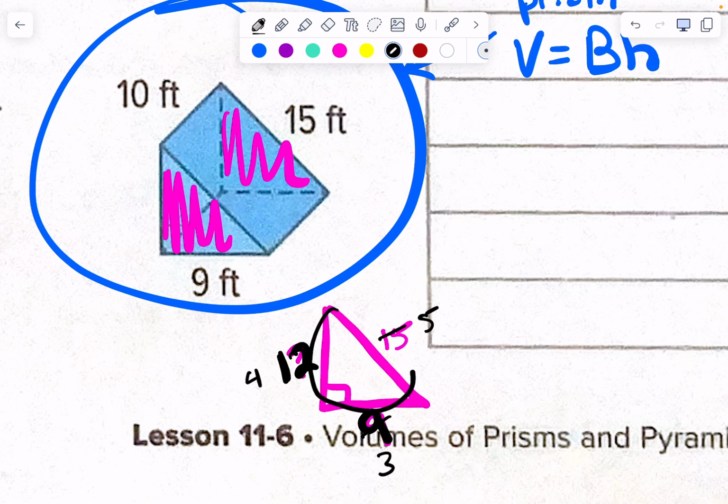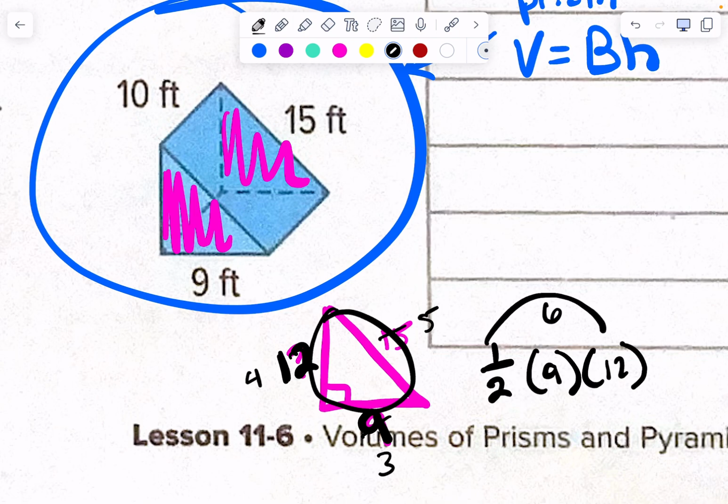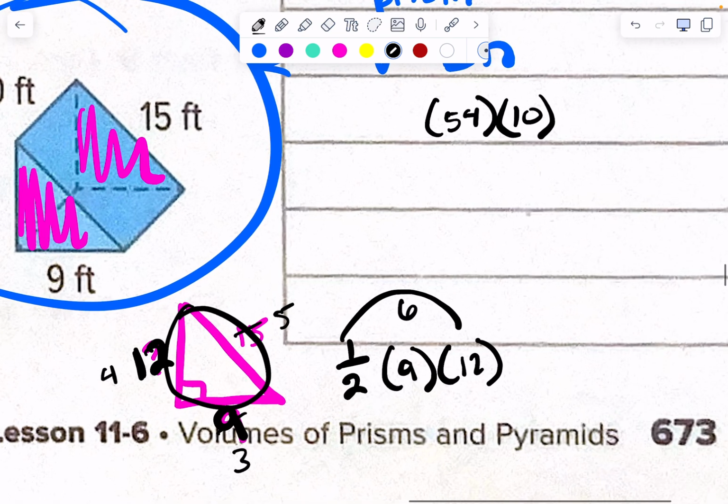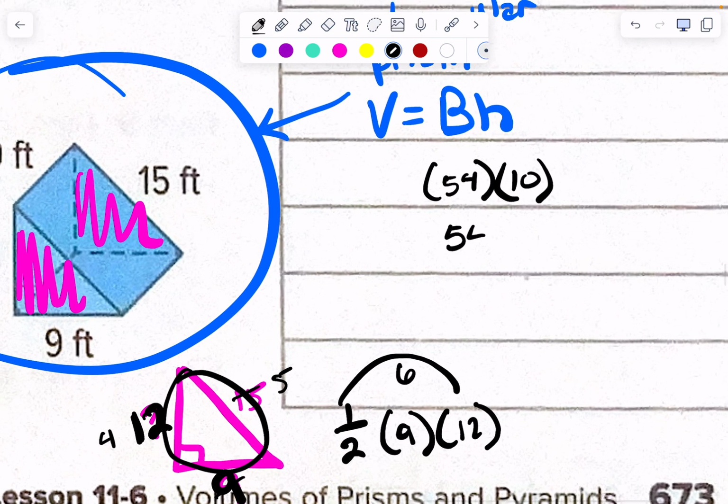How do I find the area of this triangle? 1/2 base times height, so 1/2 of 9 times 12. I know that half of 12 is 6, and 6 times 9 is 54. 54 is the base, okay? Then what's the height? 10, right? It's lying on its side, okay? So what's the volume? 540, what? Feet cubed.